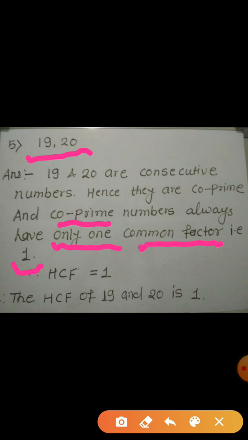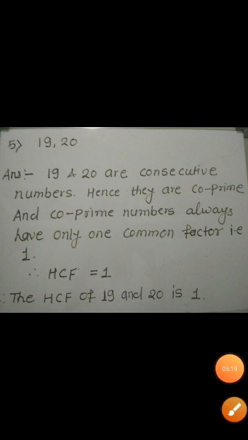So since the common factor is 1, HCF is also 1. So the HCF of 19 and 20 is 1. So children, always remember, if you find any two numbers that are consecutive, they are co-prime as well. And if the numbers are co-prime, their HCF is always 1. So likewise, you can solve the remaining examples given in your textbook.